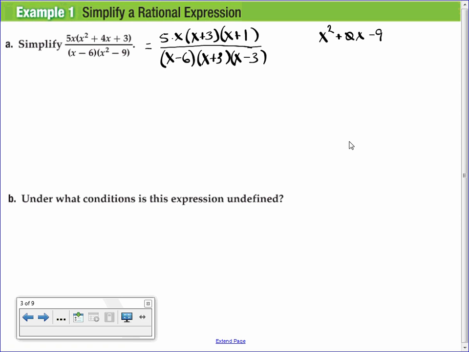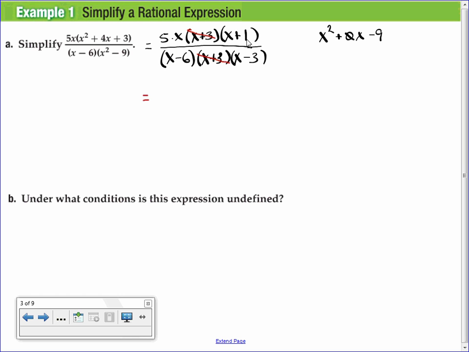Now at this point, I can go through and start canceling things that match exactly. I've got a 5, but there's no single 5 here. I have an x, but there's no single x here. I've got an x plus 3 that matches this x plus 3, so I can cancel there. Then I've got an x plus 1, but there are no x plus 1s down here. So I've canceled everything I can, and now I need to remultiply everything.